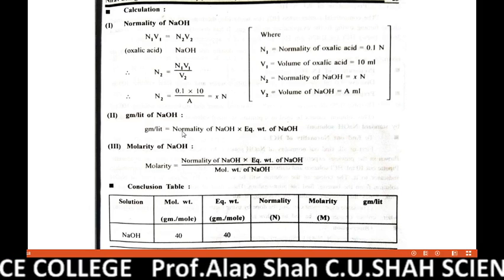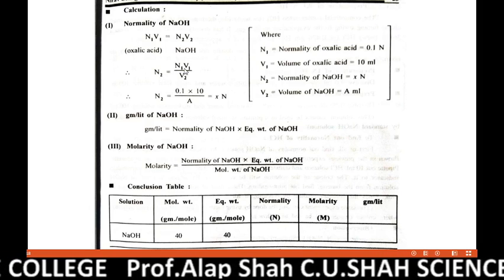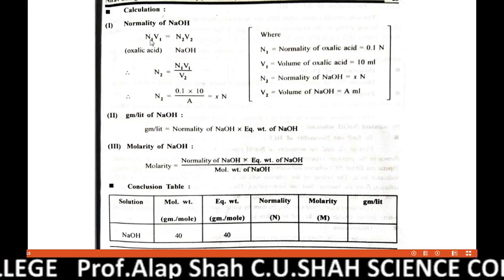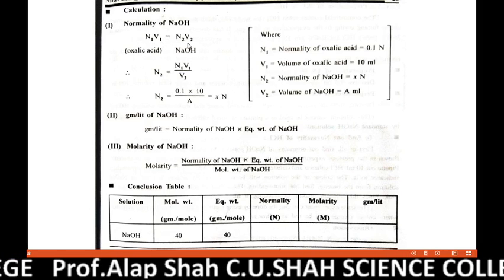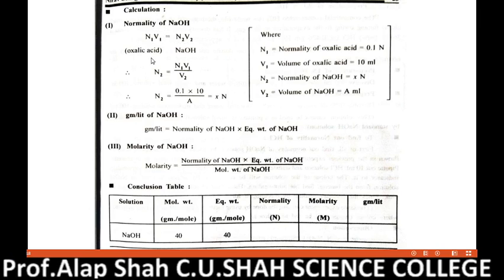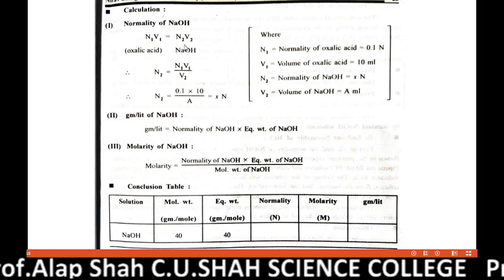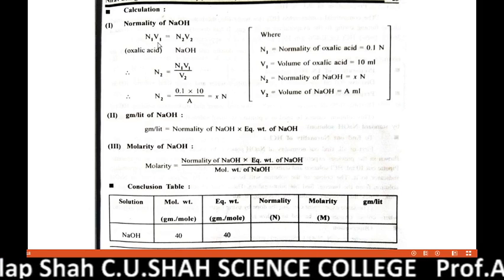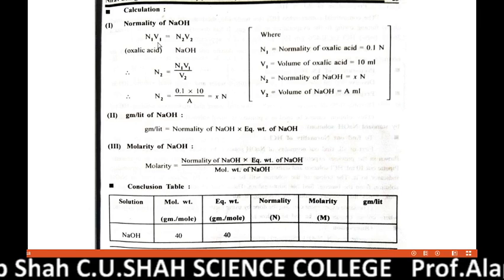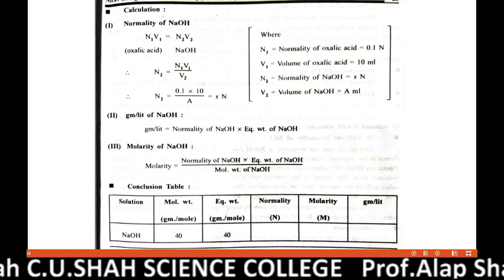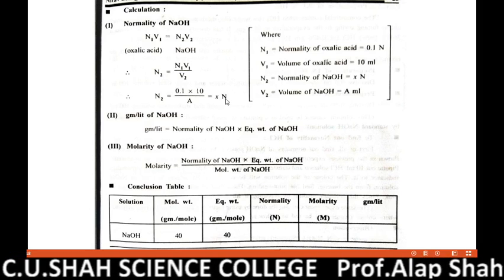I have discussed this calculation in detail in the second part, but let us quickly go through it. With the help of N1 V1 equal to N2 V2, we calculate normality. N1 V1 is for acid, N2 V2 for base. The acid's normality is 0.1, V1 is 10 ml, since we pipetted out 10 ml, N2 we want to calculate, and V2 is the burette reading. That way we get the normality.